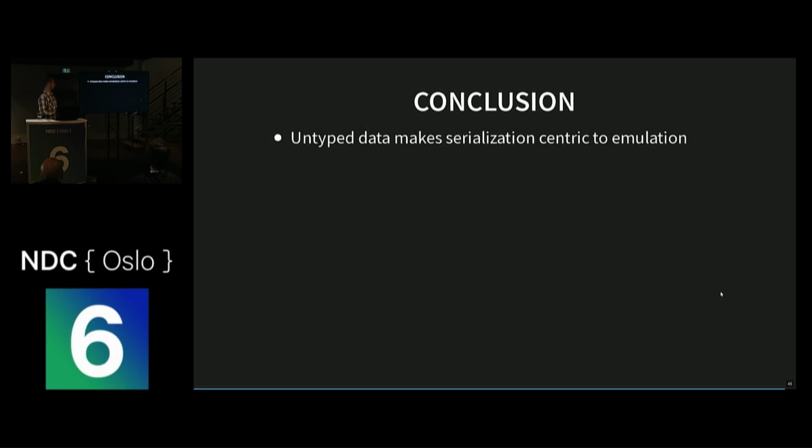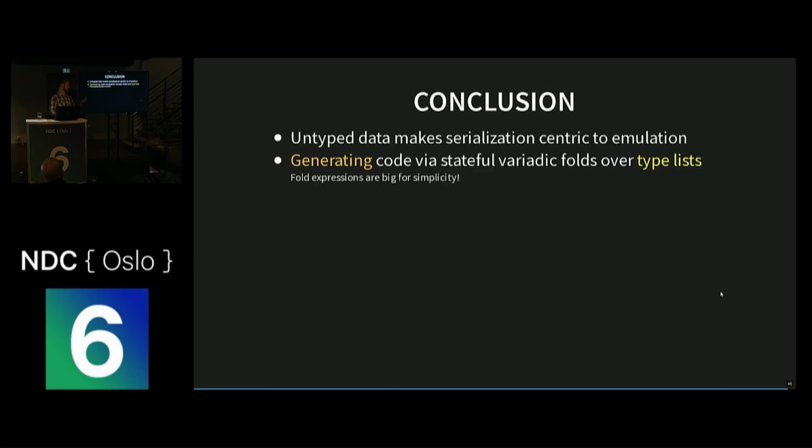Right, to conclude, we've seen how untyped data makes serialization central to emulation in various different problem domains, but also in inter-process communication specifically. We've seen how generators help us to get rid of all of this boilerplate and automatically turn lists of types into the runtime code that we actually want. Fold expressions are quite big for this, and parameter banks especially as well, to reduce complexity and write complex expressions really concisely.